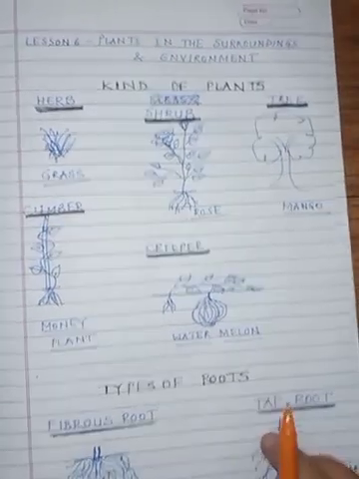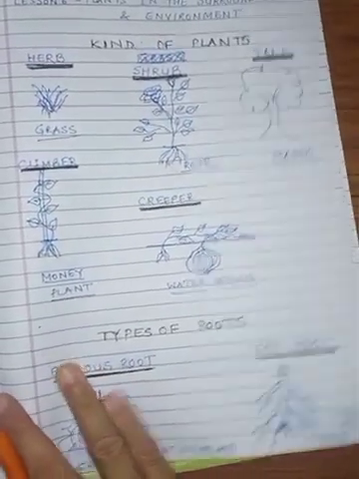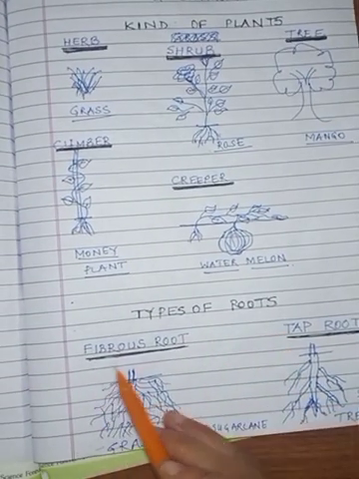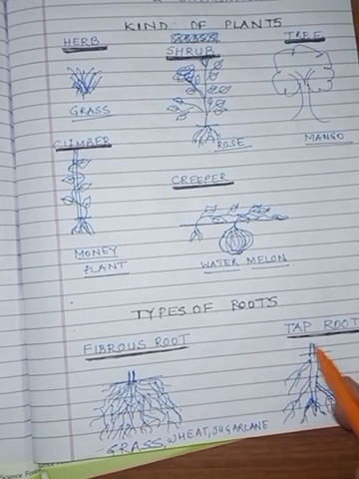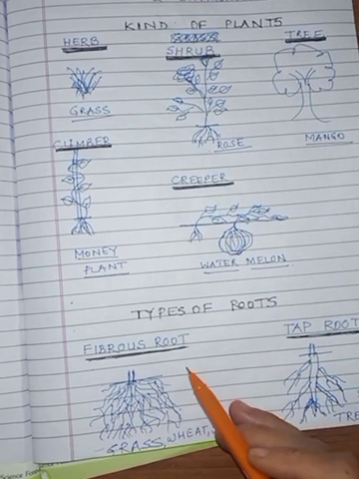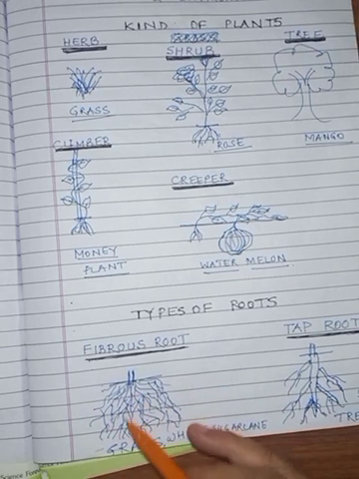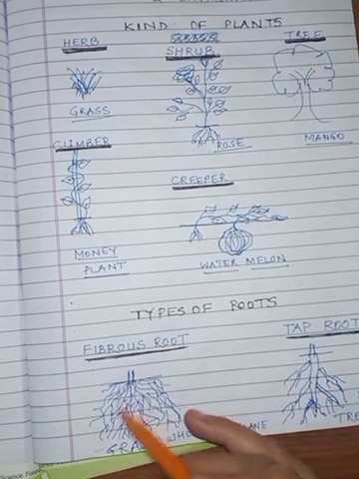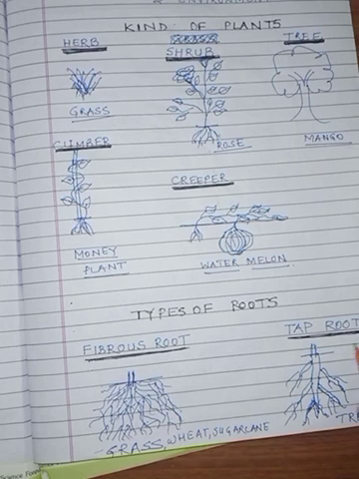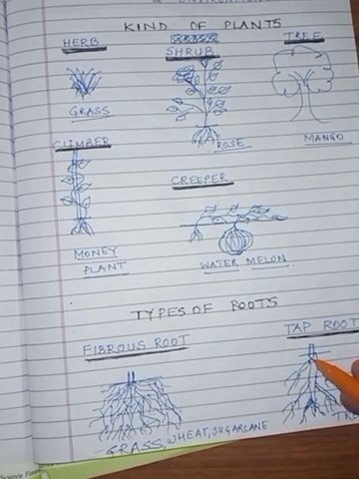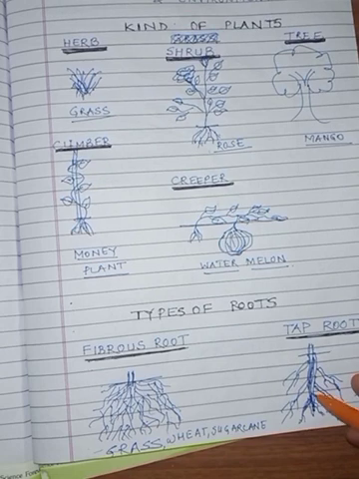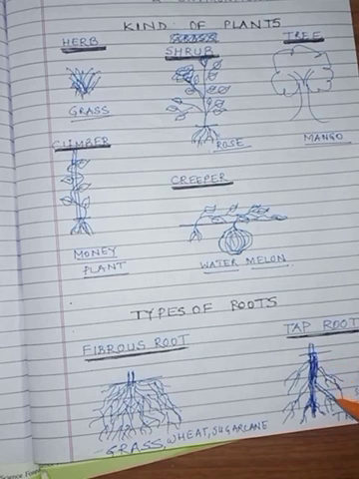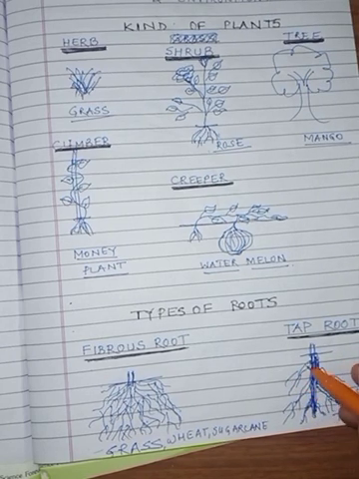Now comes types of roots. Can you see? I hope it is visible to you. Types of roots. Two types of roots are there, fibrous root and tap root. In fibrous root, many small roots grow. Many small roots are there, like in grass. And in tap root, there is one common main root. One main root is there like this. This is the main root, and other small roots grow from the main root.